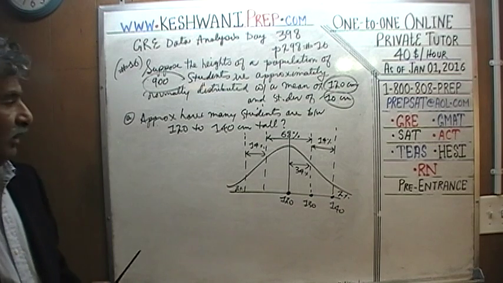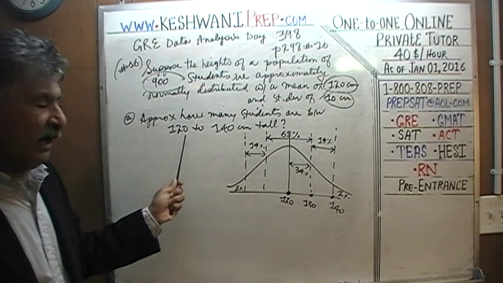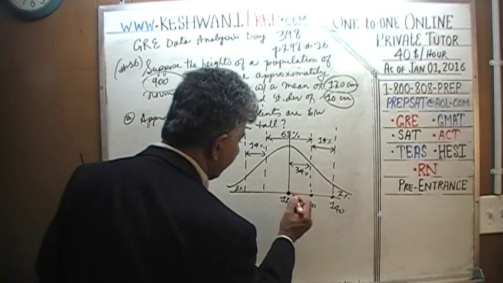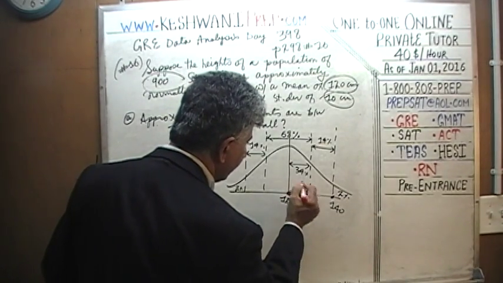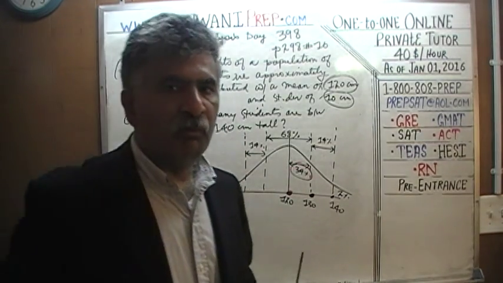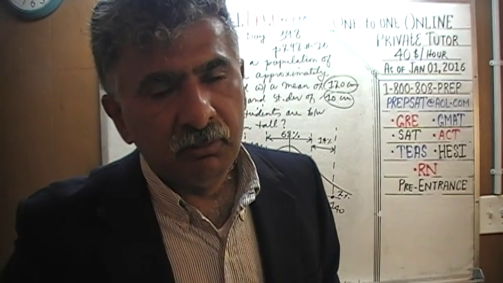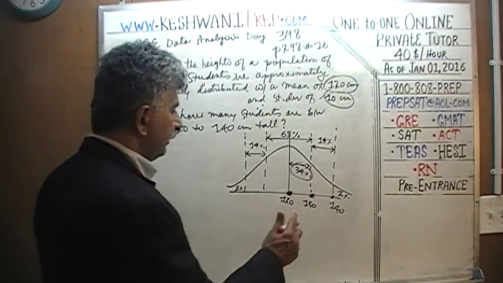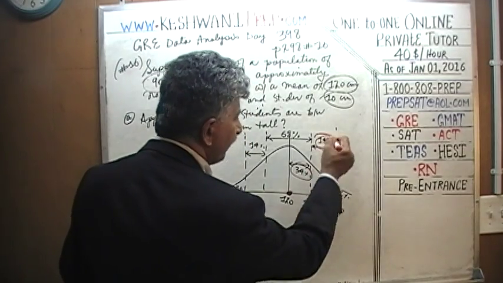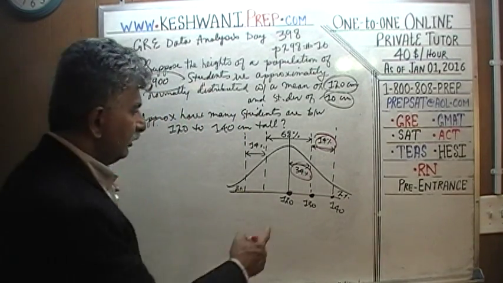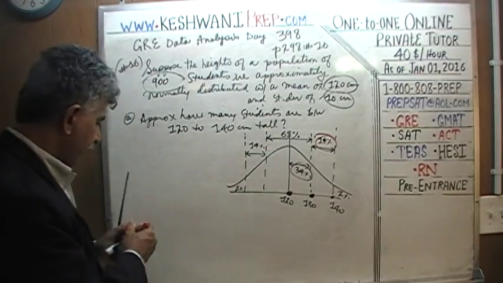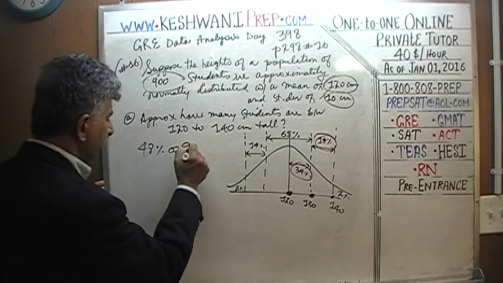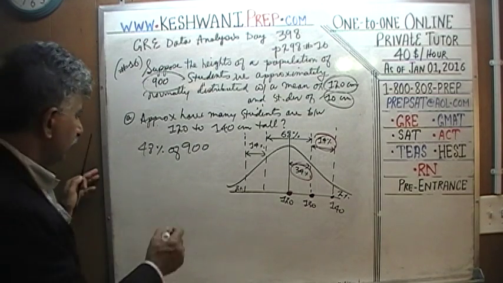The question is, approximately how many students will have a height of between 120 and 140? Well, we just said it. Between 120 and 130, 34% of the students will have a height of between 120 and 130. Another 10 centimeters will capture another 14% of the population. So 34 plus 14 is 48. The answer is 48% of 900. That's the answer. Let's do it out, shall we?